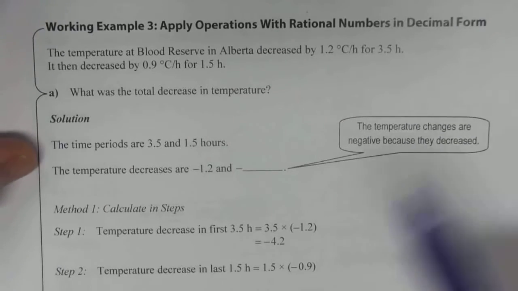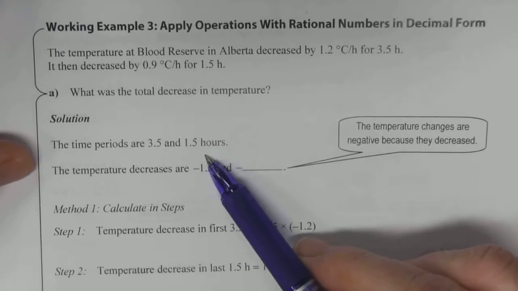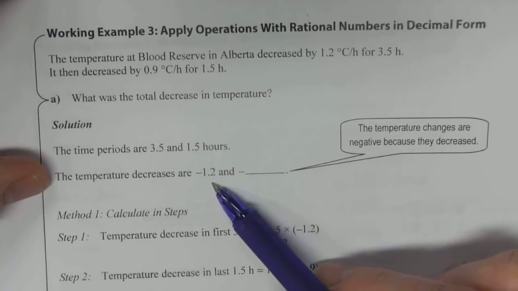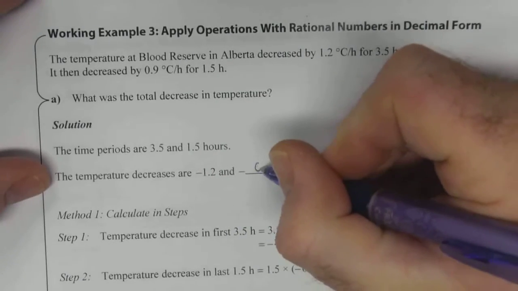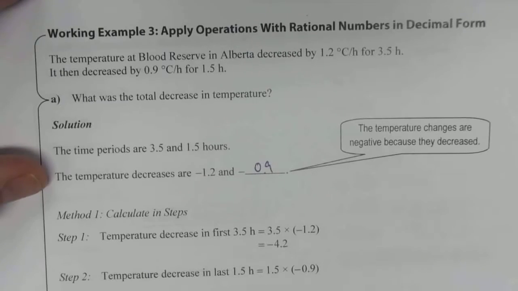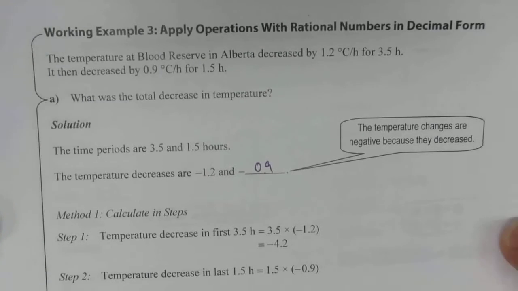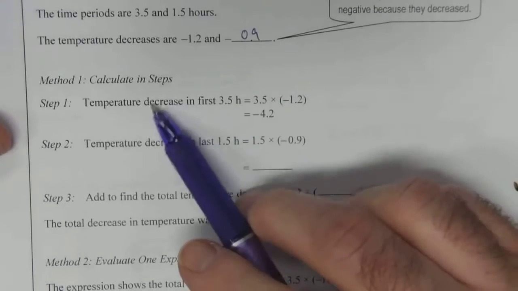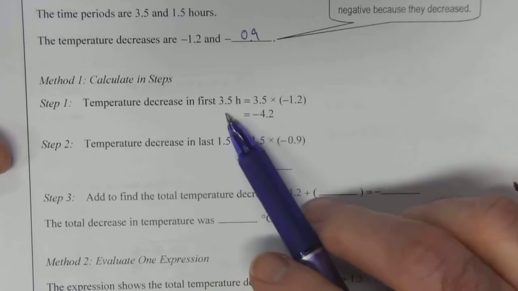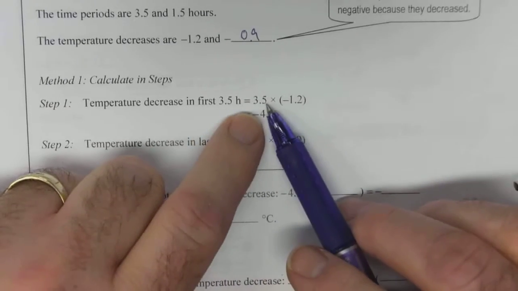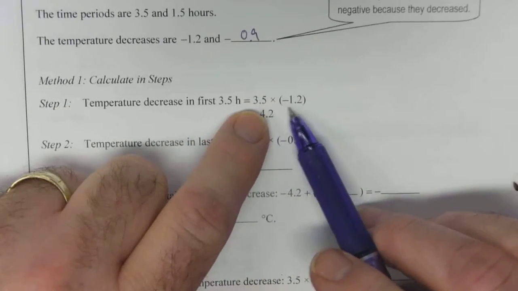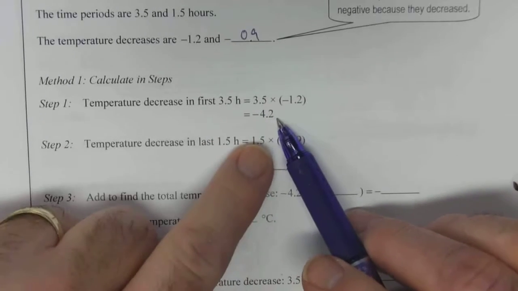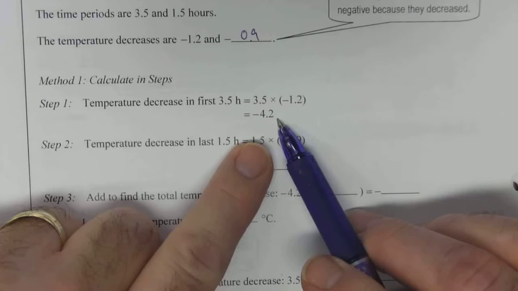So we've got two time periods, one of 3.5 hours and one of 1.5 hours. And two different temperature decreases, 1.2 degrees and 0.9 degrees. Method 1. Calculate it in steps. Temperature decrease in the first 3.5 hours is going to be 3.5 times the rate of 1.2 degrees Celsius per hour. So that works out to be negative 4.2 degrees Celsius.